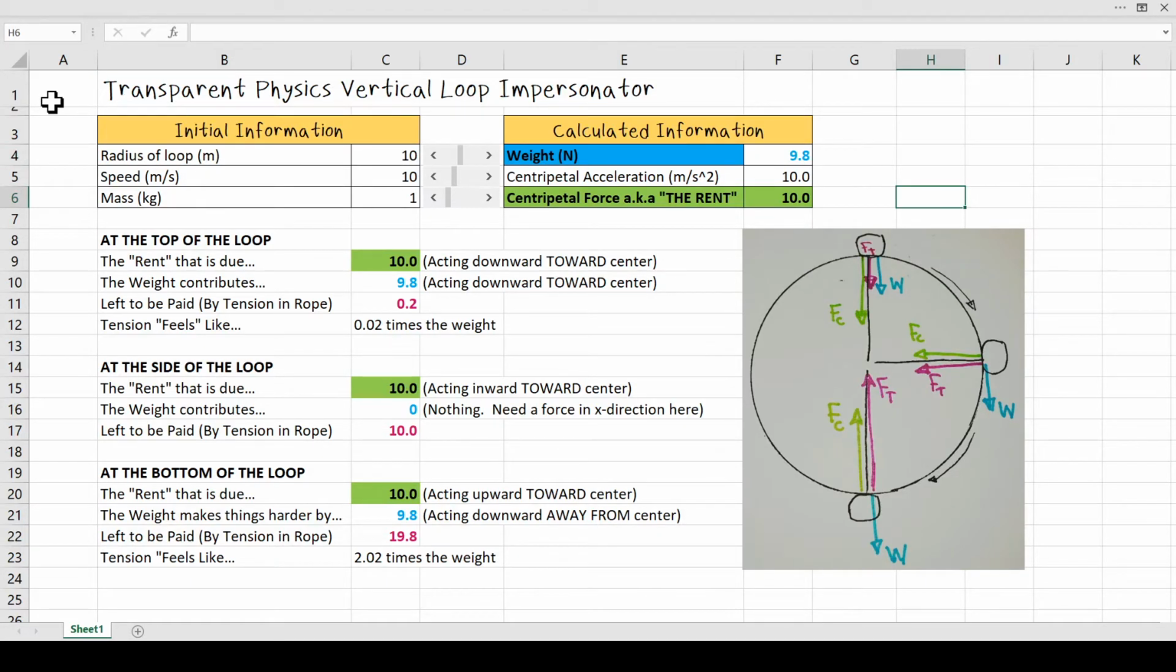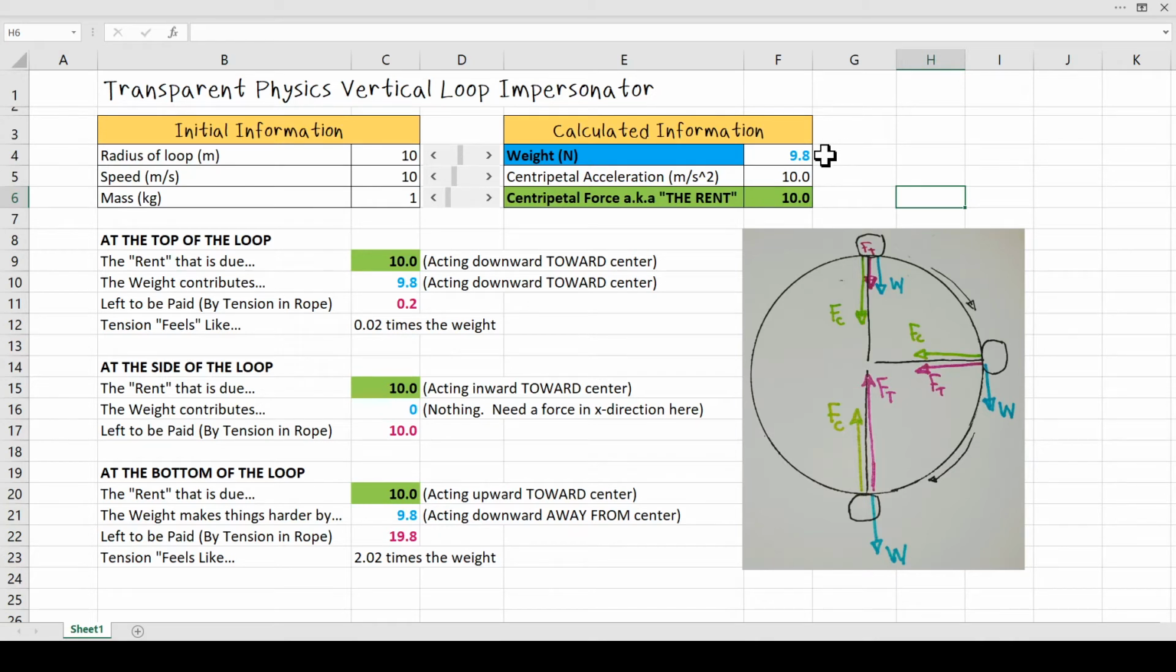Okay, we made the switch to Microsoft Excel. Here is my sheet that's handy for calculating vertical loop scenarios. On the top here, you can see we can set it up to adjust the initial information: the radius, the speed, and the mass. Those things work together to get us our calculated information.